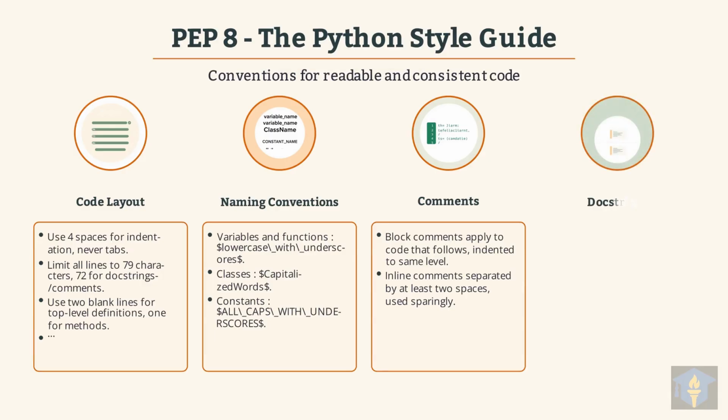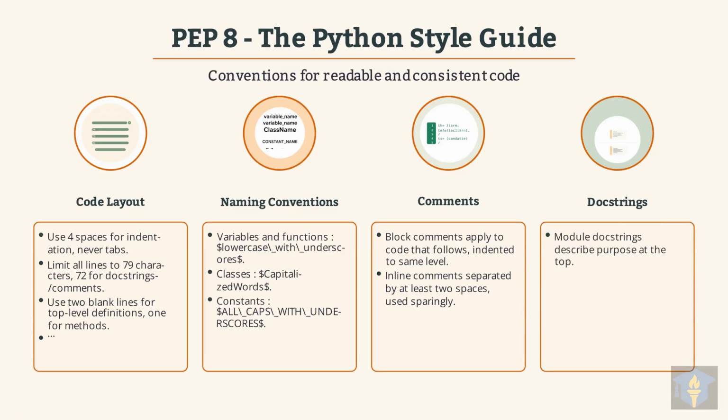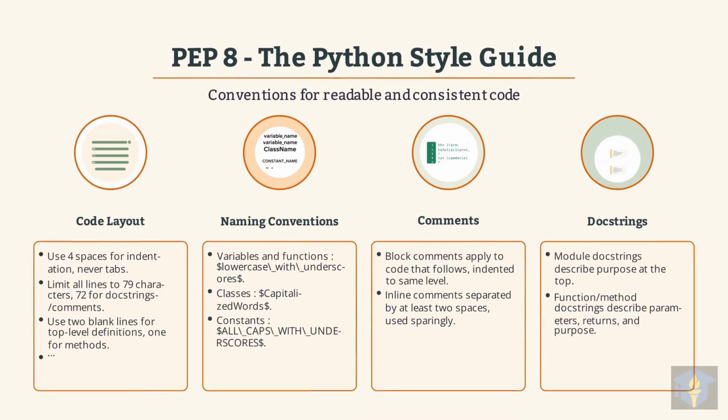Finally, let's talk about docstrings, which provide essential documentation for modules, classes, and functions. Module docstrings describe the overall purpose of the file and should be placed at the very top of the module. Function and method docstrings should detail their parameters, what they return, and their specific purpose.